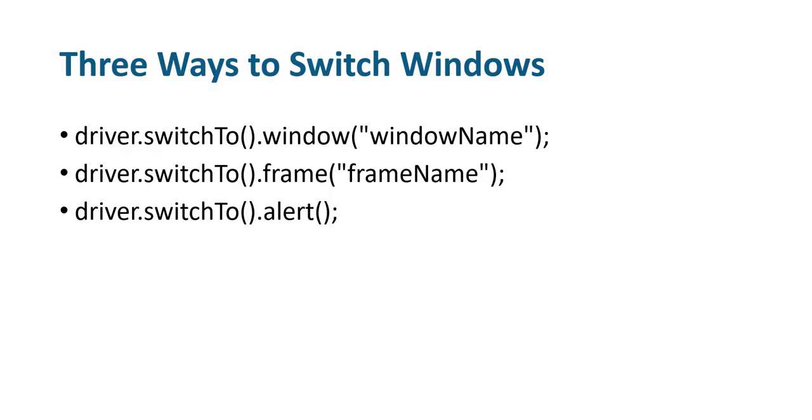First is the option to switch to a window by providing the window name as a parameter. There is also the option to switch to a frame by providing the frame name as a parameter. And the third is the option to switch to a pop-up alert. Now keep that in mind as I focus on automating a test for switching to an active window.